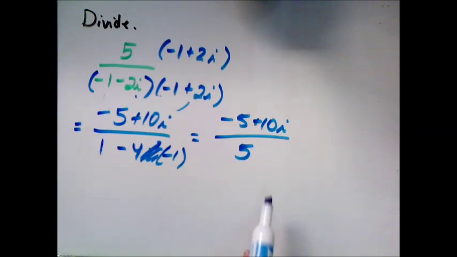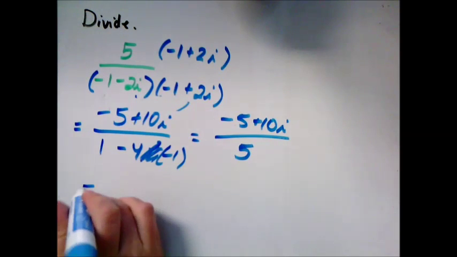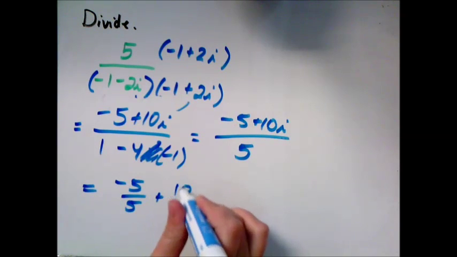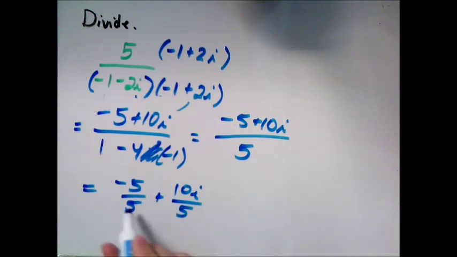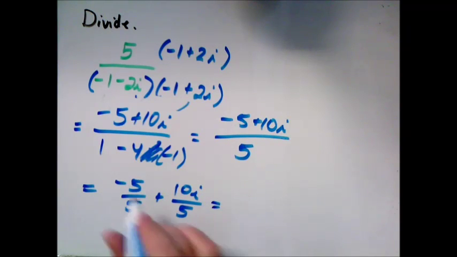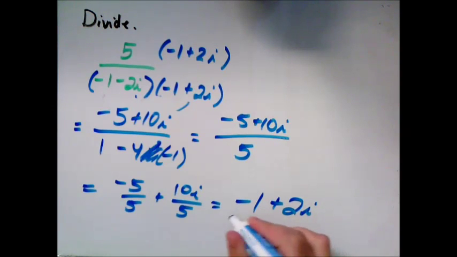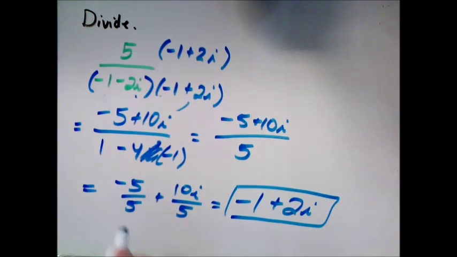Alright, then when they say standard form, I mean keep the real and the imaginary part separate. So this being all divided by 5 is the same as saying this is divided by 5 and this is divided by 5. So they're standard form, but now some of these fractions reduce, right? So this ends up being -1 plus 2i, -5 divided by 5, and 10 divided by 5.